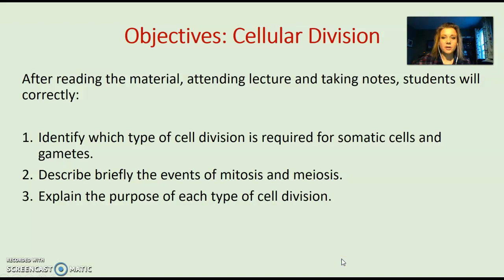So here are our objectives. Identify which type of cell division is required for somatic cells and for gametes. Describe briefly the events of mitosis and meiosis, and explain the purpose of each type of cell division.